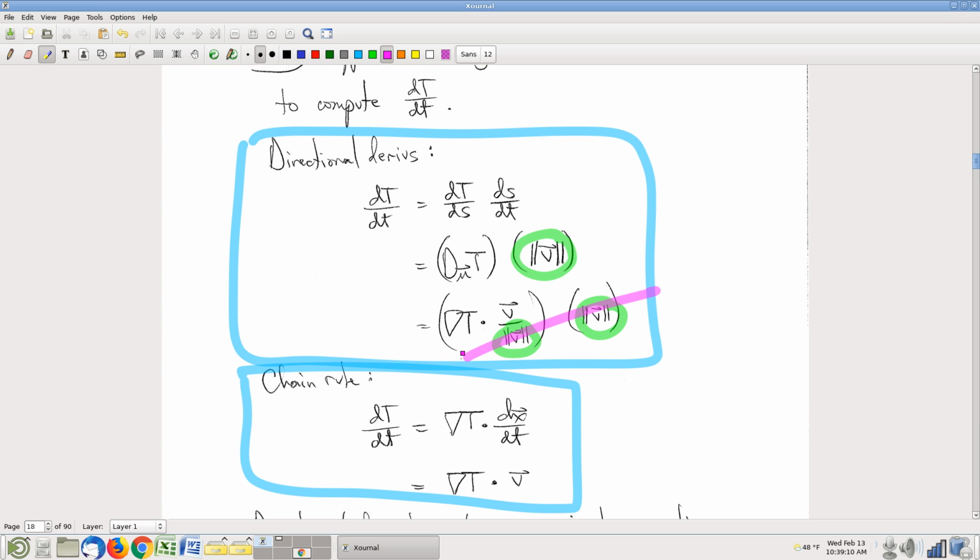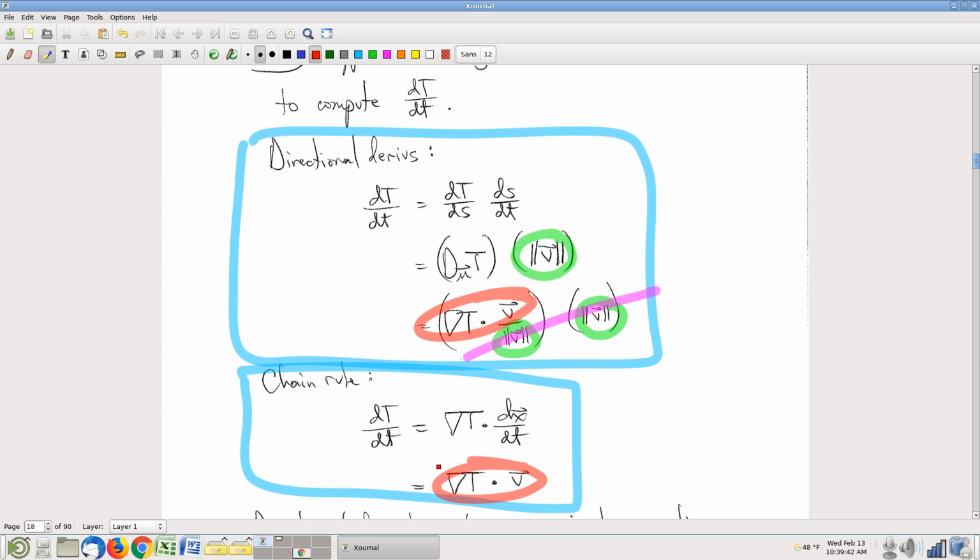So what a ridiculous bit of effort there. This is pointless compared to, look what's left over. Bad color choice. What's left over here after that silly cancellation is exactly what the chain rule would have directly taken us to. Okay, so anyway, I emphasize, don't just throw away the chain rule and reflexively do everything with directional derivatives. That's a huge mistake. It's conceptually naive.